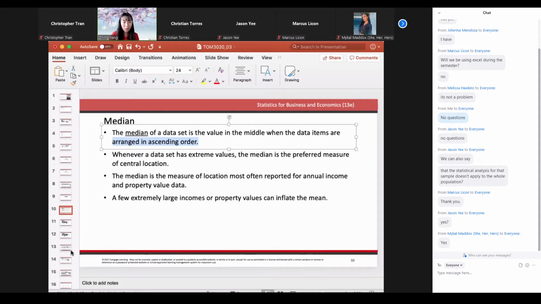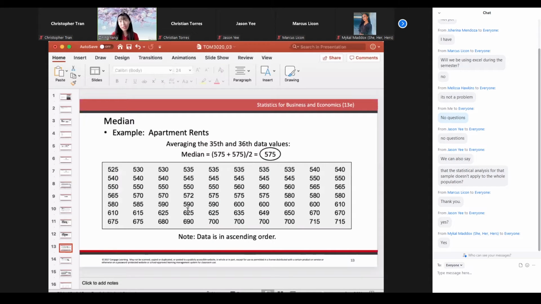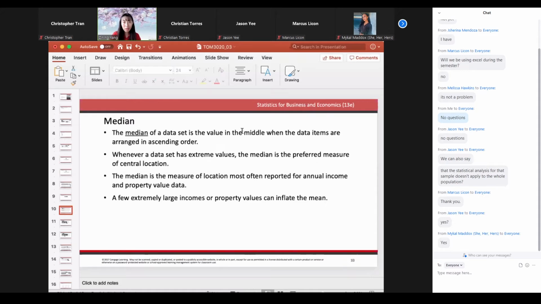So that means in Excel, right, you just click sort from the smallest to the largest, and that should get you here. Like the smallest number, then the second smallest number, and so on and so forth until the largest number. So this is your starting point. And we want the middle value.